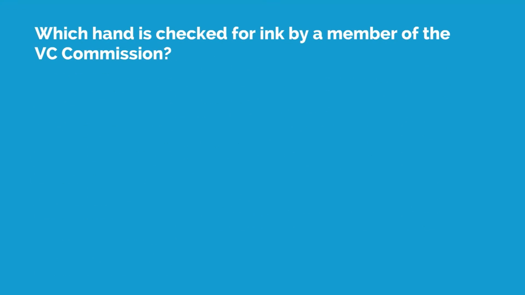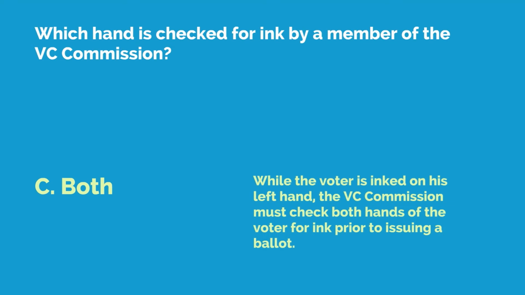Which hand is checked for ink by a member of the VC Commission? A, left, B, right, C, both. The correct answer is C. While the voter is inked on his left hand, the VC Commission must check both hands of the voter for ink prior to issuing a ballot.